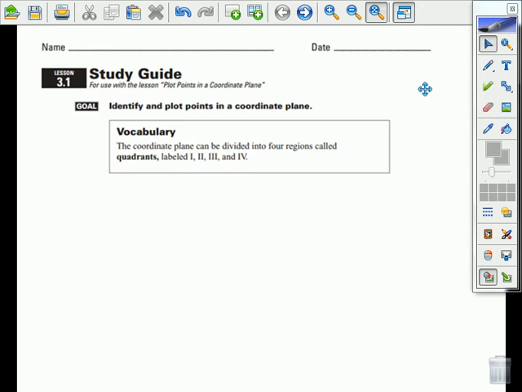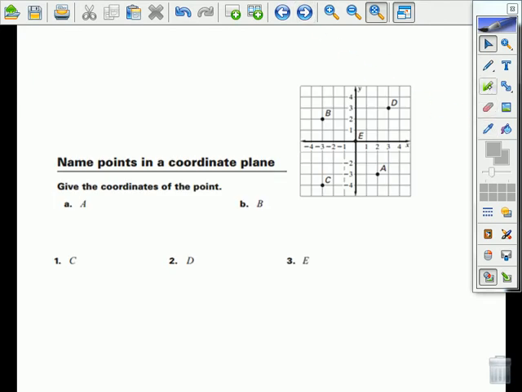Lesson 3.1 is plotting points in a coordinate plane. So we're going to identify and plot points in a coordinate plane. The coordinate plane can actually be divided into 4 regions, and those are called the quadrants, and they are labeled with Roman numerals 1, 2, 3, and 4. And on this graph on the next page, I want you to go ahead and label them.